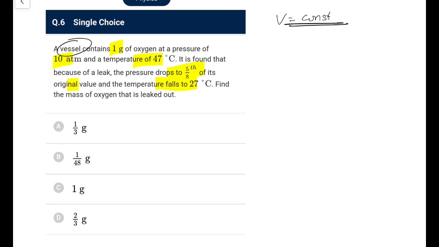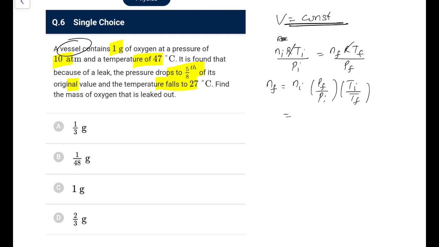Because volume is constant, I can write the number of moles as PV by RT. So volume is the same, so I can write N initial R T initial upon P initial equal to N final R T final upon P final. So what would be the final moles remaining? I can write it as initial moles into, R I can cancel, P final over P initial and T initial over T final. So put in the initial moles, whatever they will be, I'll check it out.